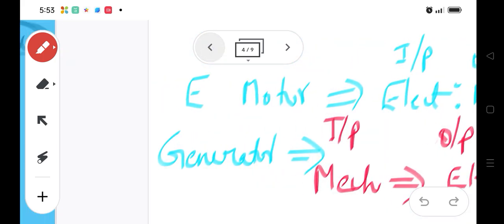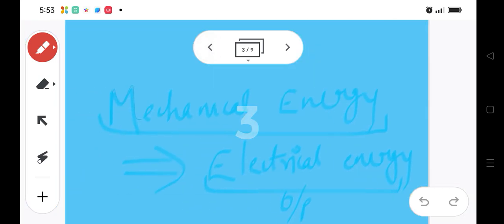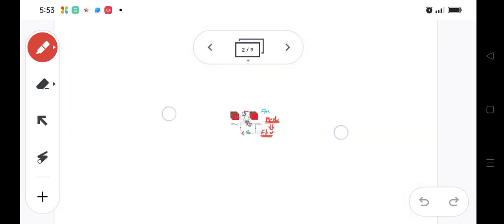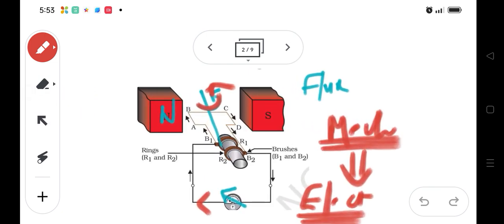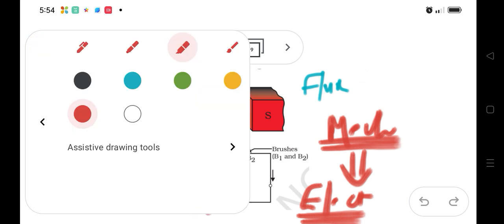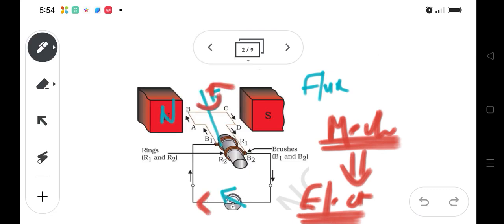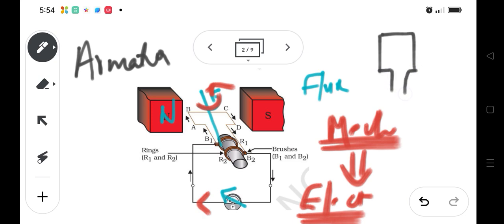What are the parts of an electric generator? It has a permanent magnet. In between the permanent magnet, we place an armature coil. This armature coil is simply a conductor of this shape, wound with electric wire. Then we rotate this armature coil.